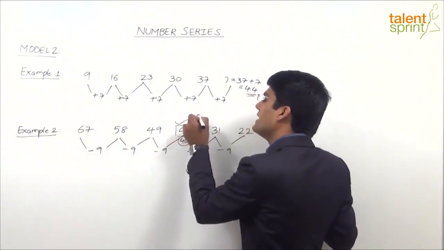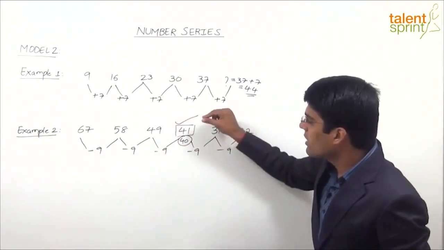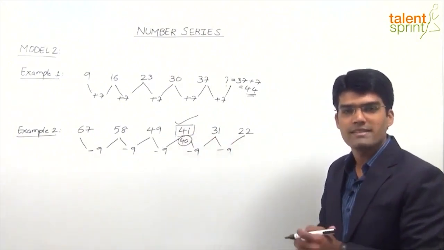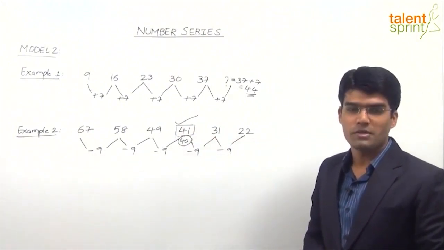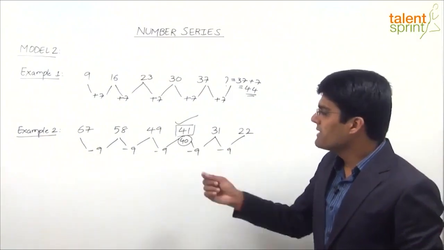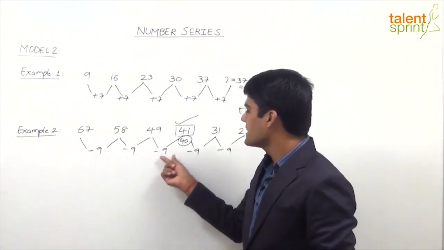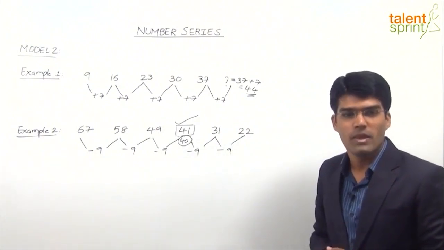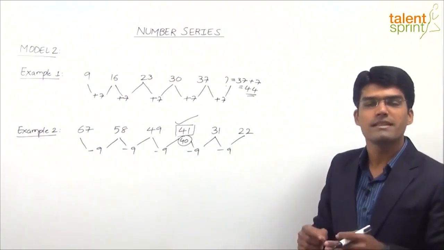So 41 is the wrong number. 41 will not fit in this series. Instead, we should have 40 as the correct number there. So we can say that the wrong number here is 41. Even in this case, you find that the difference between two consecutive terms is constant. So this is also a case of arithmetic series, where the difference between two consecutive terms is a constant value.